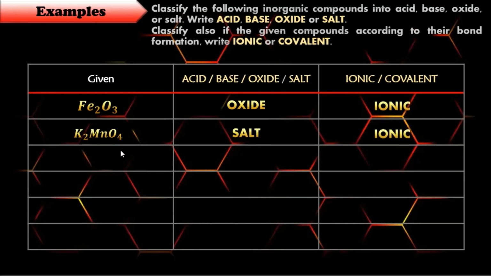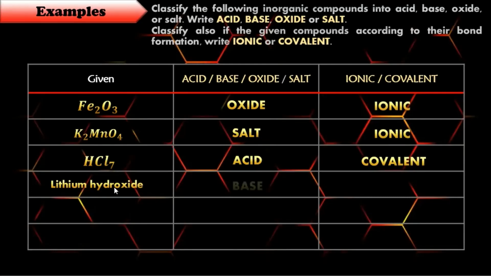Next, for the third example, HCl, that is hydrogen heptachloride. There is a presence of hydrogen and H comes first in the chemical formula, therefore it is an acid. And that is covalent. Careful, no prefixes, so therefore covalent bonding or compound. And for the fourth example, we have lithium hydroxide. There is a presence of hydroxide, OH, so therefore that is an example of base, and it's an ionic compound.